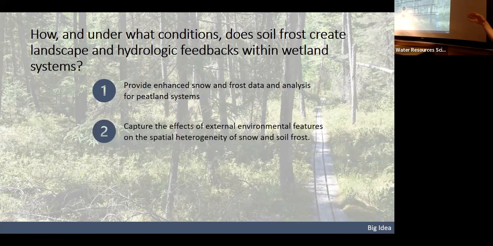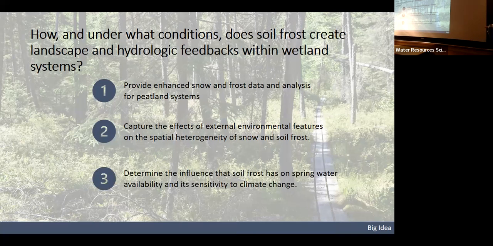The next thing that we're curious about is seeing how external environmental factors are affecting both the accumulation of snow and the formation of soil frost. So as the forests in Marcel are growing, should we be seeing more snow accumulation, less snow accumulation? Are there variations across the Marcel watersheds as to the development of these two factors? So that's what our field study is oriented towards.